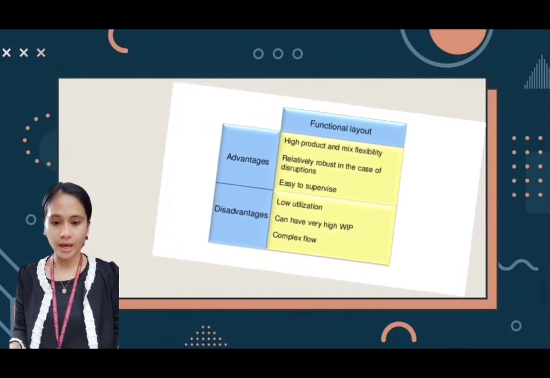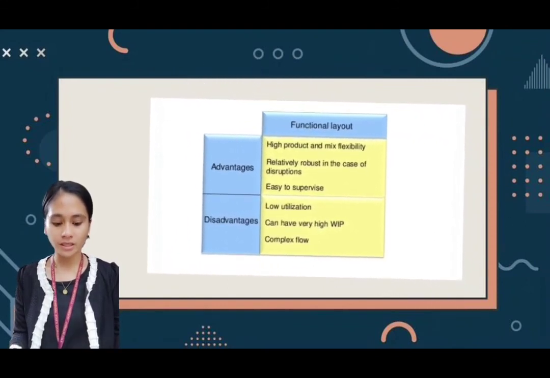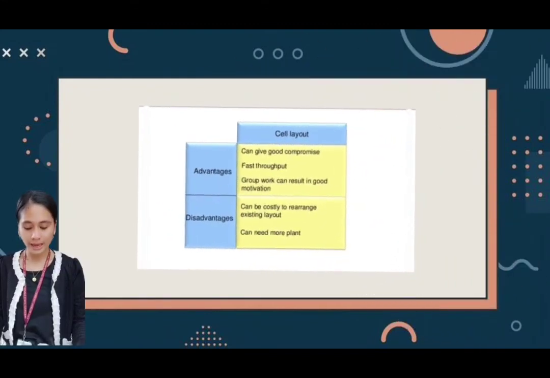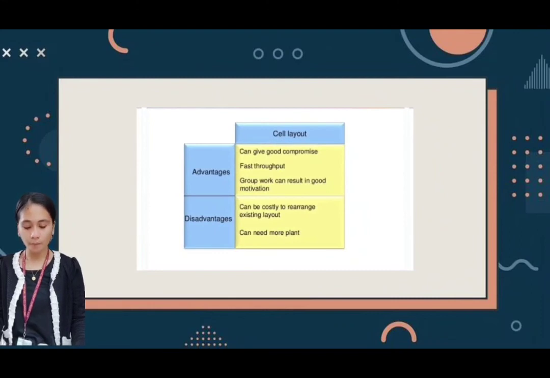Functional layout. High product and mix flexibility. Relatively robust in the case of disruptions. Easy to supervise. Low utilization can have very high work in progress, complex flow. Cell layout can give a good compromise, fast throughput, group work can result in good motivation. Can be costly to rearrange existing layout.